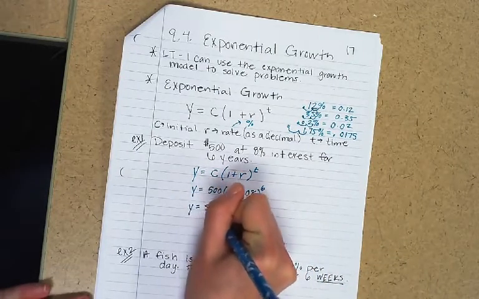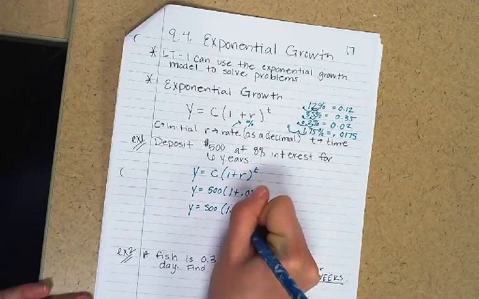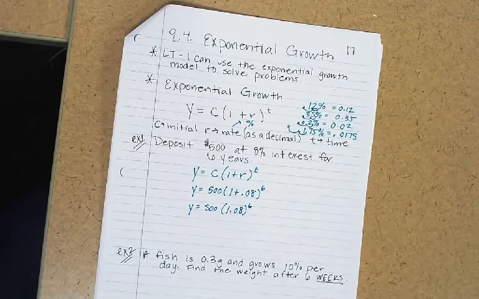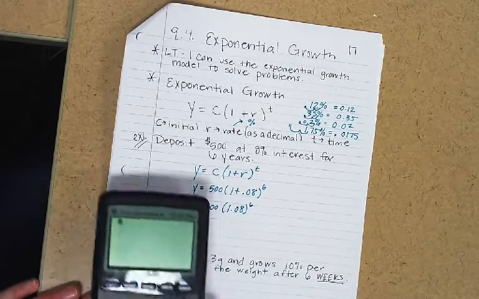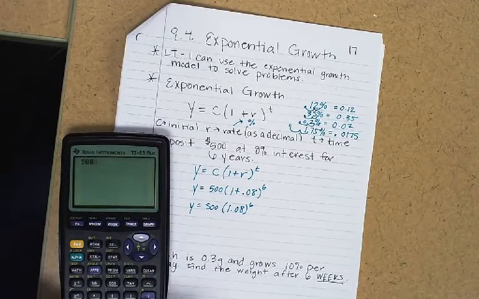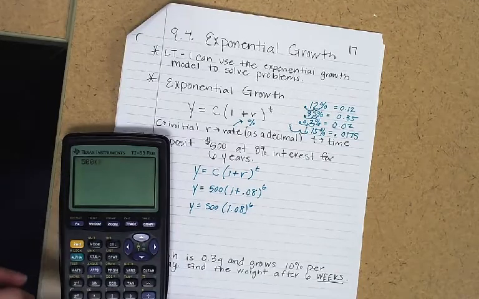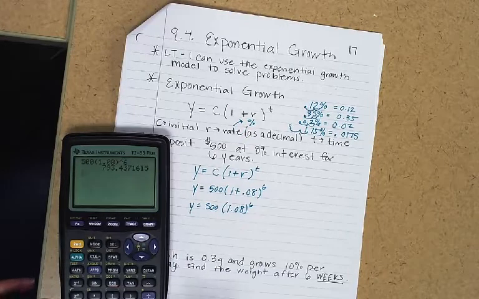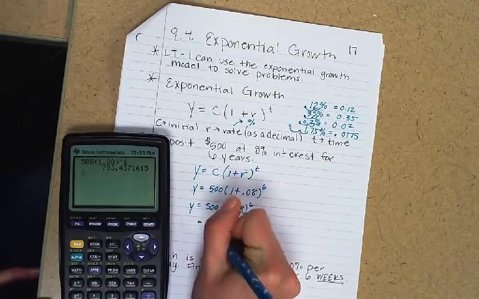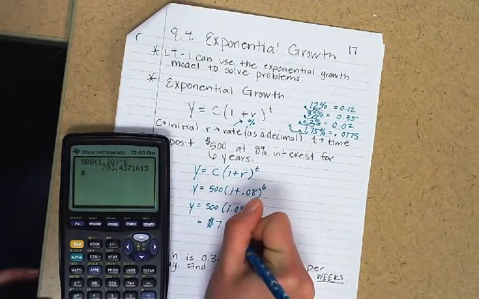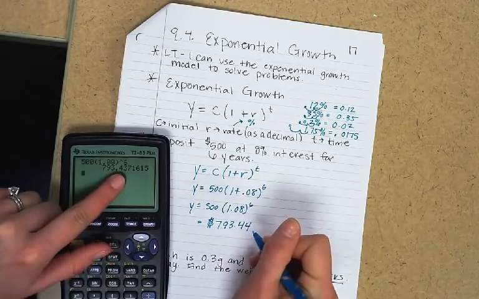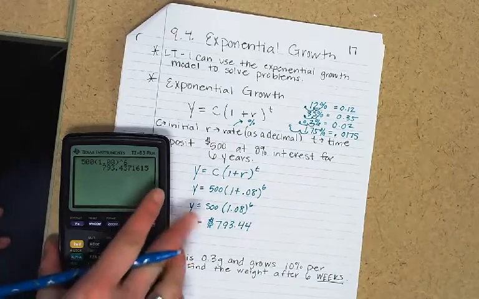So y equals 500 times 1.08 to the 6th power. You should just type that in your calculator exactly the way it looks. So we'll go 500 times 1.08 to the power of 6. And so I get that I would have about $793.44. You got to round to the nearest hundredth on money.